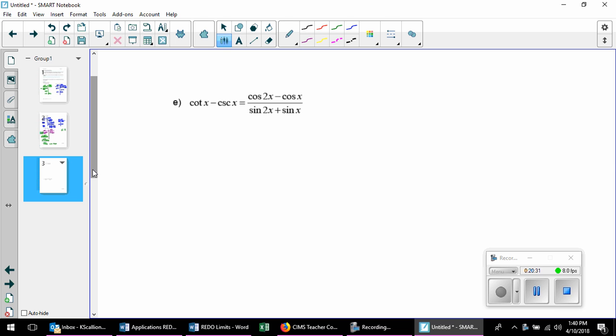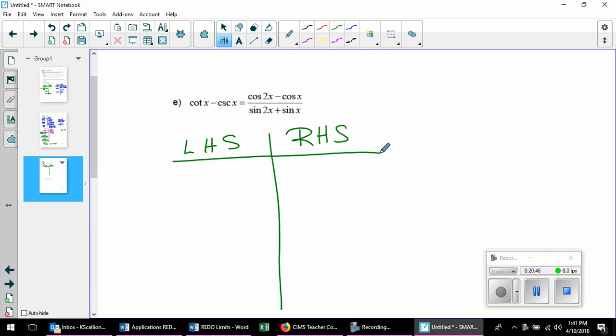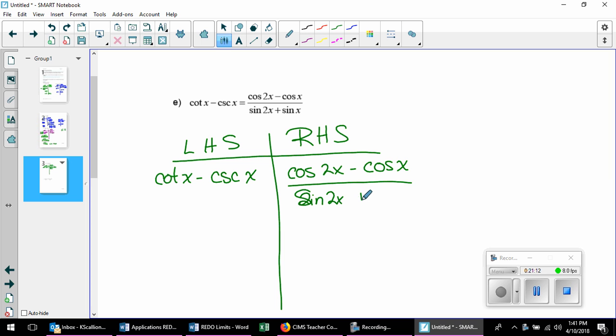All right, I think I just saw this. Didn't I just make that? I think I did. Okay, so cotan x minus cosecant x equals, no, not an equals. Don't use an equal sign. Cos 2x minus cos x all over sine 2x plus sine x.